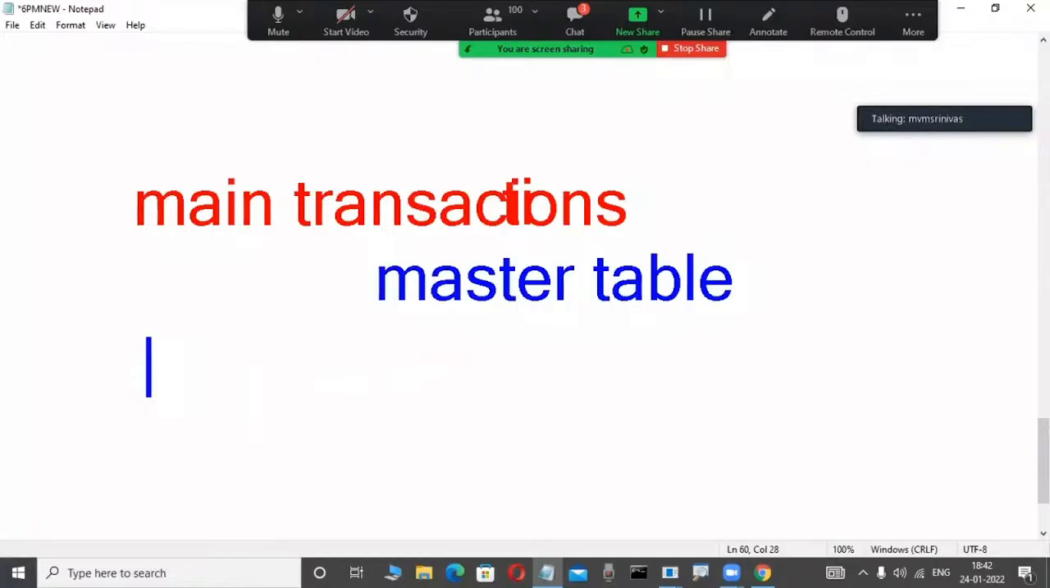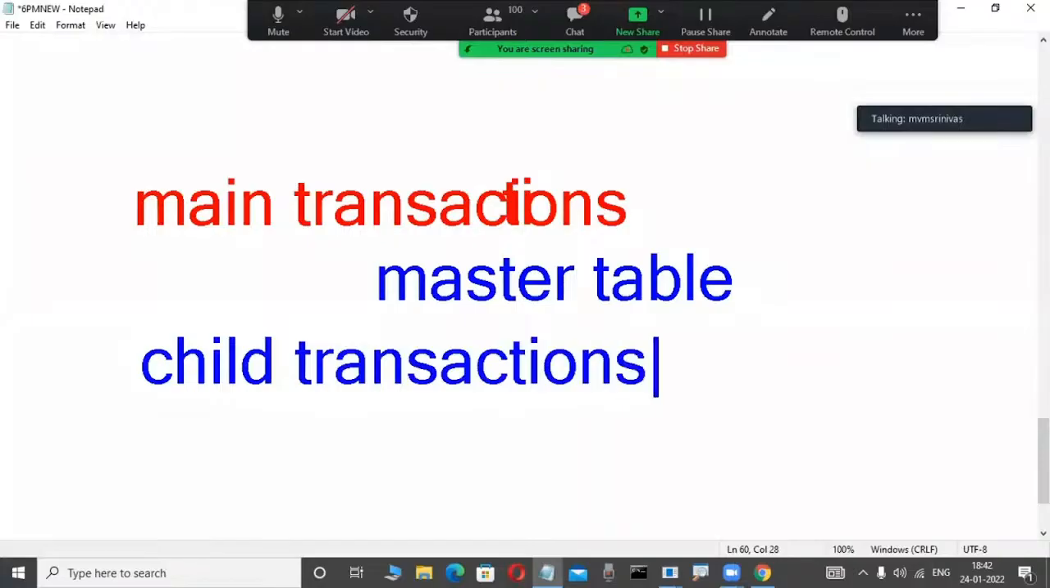Again, related child transactions in real-time projects. Child transactions are stored where?